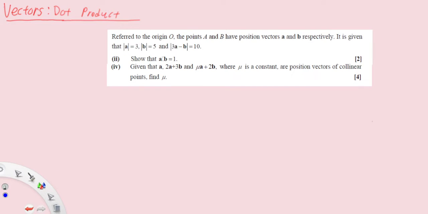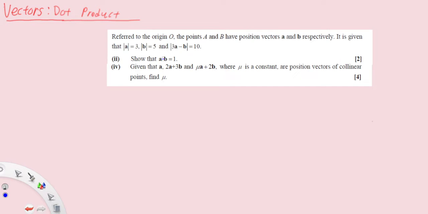First example involving the dot product, we have the following question. Refer to the origin O, the points A and B have position vectors a and b respectively. It is given that the magnitude of vector a is 3, the magnitude of vector b is 5, and the magnitude of vector 3a minus b is 10. They want us to show that a dot b equals 1.